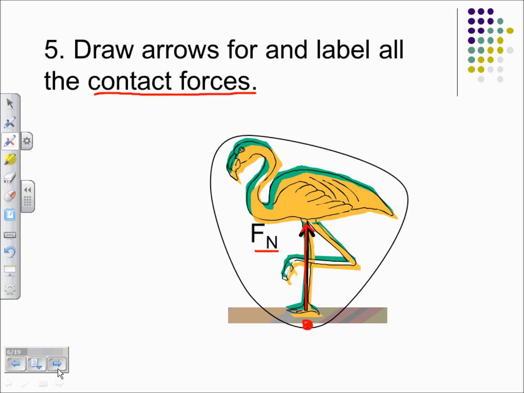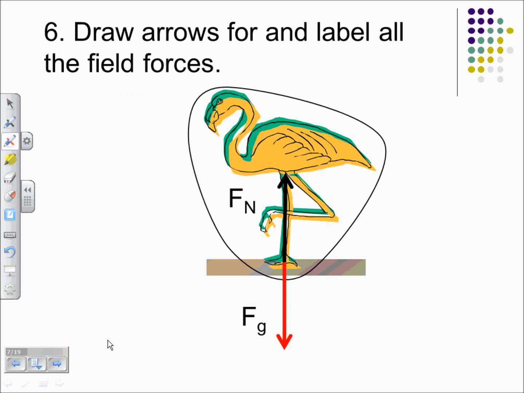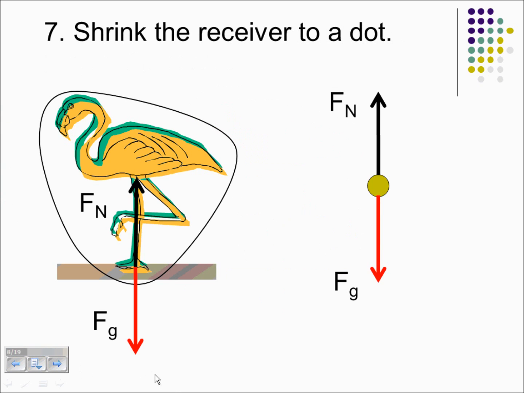And once we're finished with the contact forces, we move on to the field forces. So if you take a look at a picture, our field force, there's only one. It's force gravity, and it goes downward. Now steps 1, 2, 3, 4, 5, and 6 seem pretty similar to what we've been doing in class. This last step is what makes it a force diagram. Step number 7 is you're going to shrink the receiver to a dot.